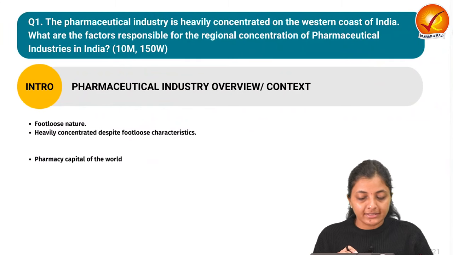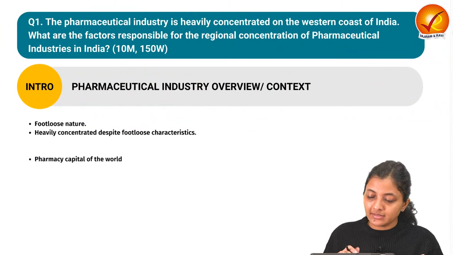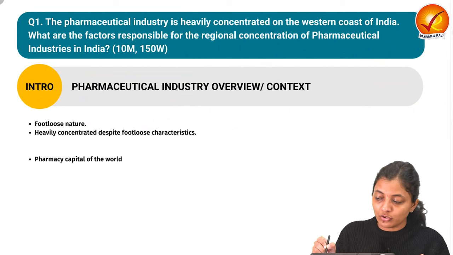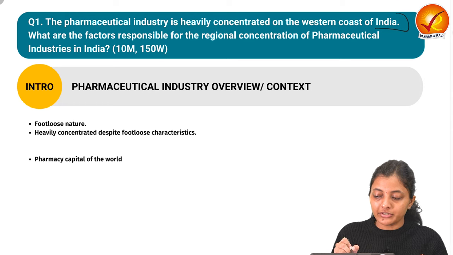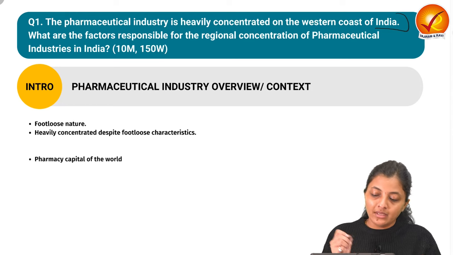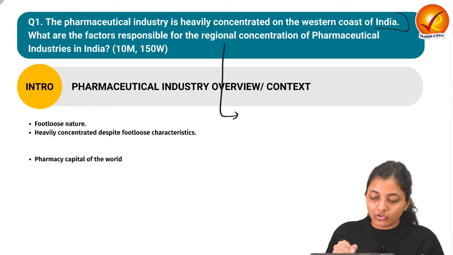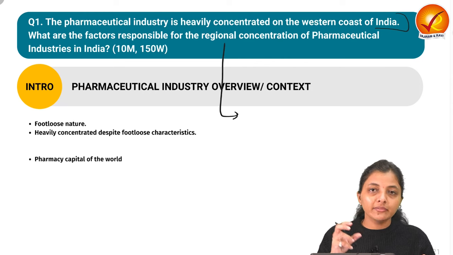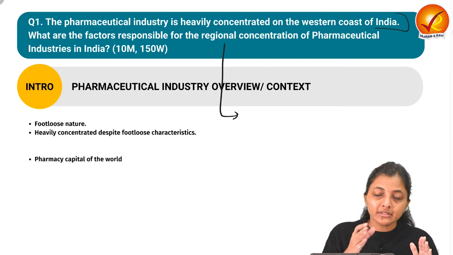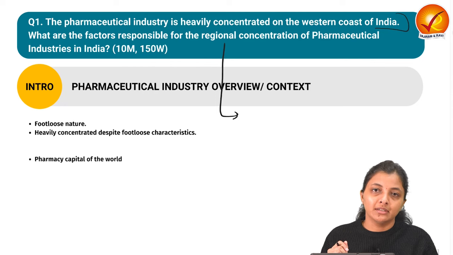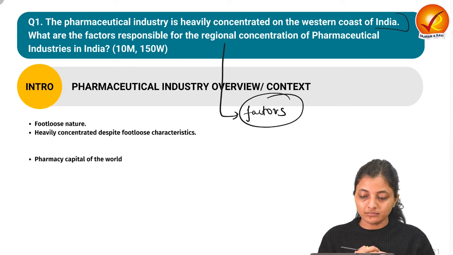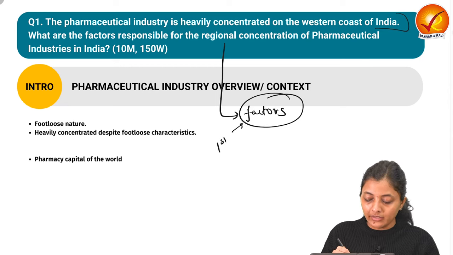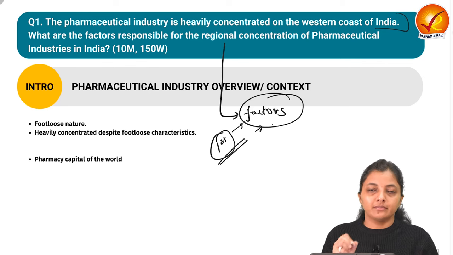The first question says that the pharmaceutical industries are heavily concentrated on the western coast of India. What are the factors responsible for the regional concentration of pharmaceutical industries in India? So the question is setting the context that the Indian pharmaceutical industries are concentrated on the western coast of India. So we need to write down the factors behind that regional concentration. This is the one and only demand of the question.